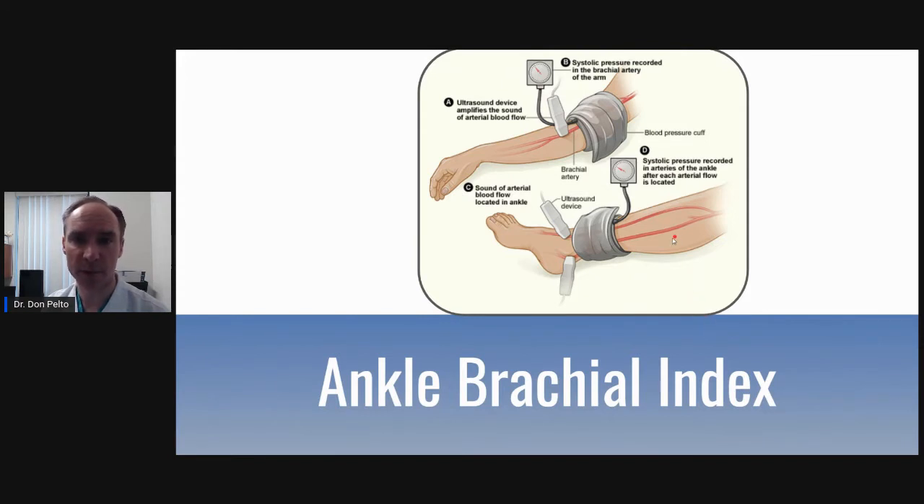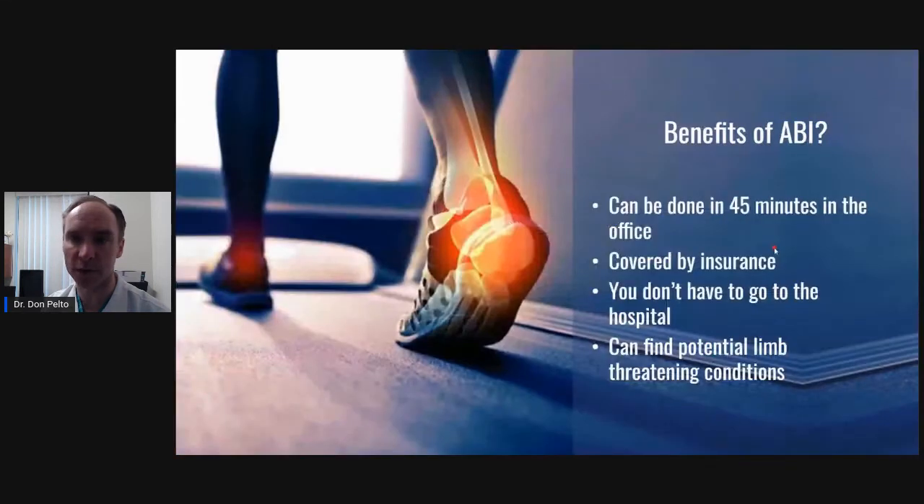So basically, it's a combination of testing the arm pressure and comparing it to the ankle pressure, and they should be equal. So when you divide one over the other, it should equal one. And anything different than that could pose a problem or have some clogging in the arteries.